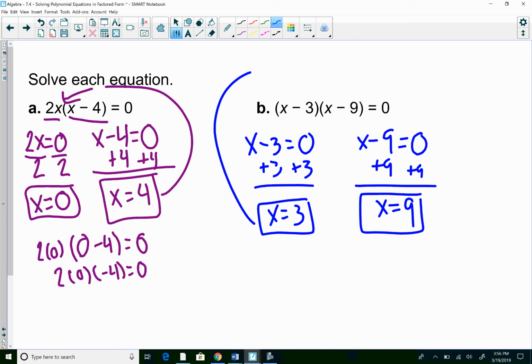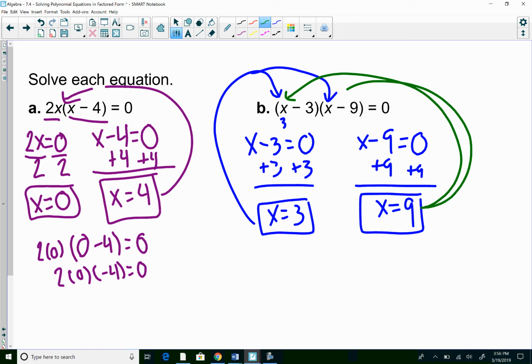Again, if you plug 3 in for both of these, you're going to have 3 minus 3. That's going to turn into 0. 0 times whatever this turns into, which should be negative 6, is still going to give you 0. And then along the same lines, if you take 9 and plug it in for each of these, over here that's going to turn into 0. 0 times 6 is still going to give you 0.